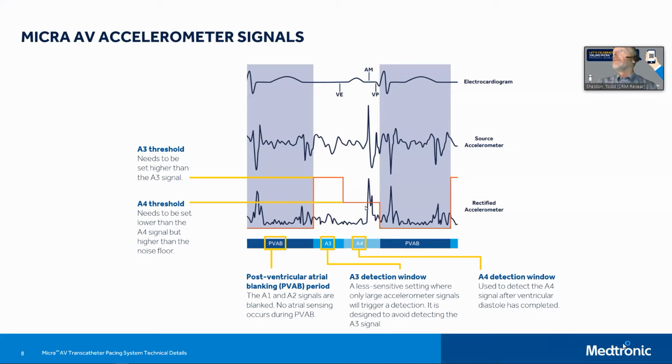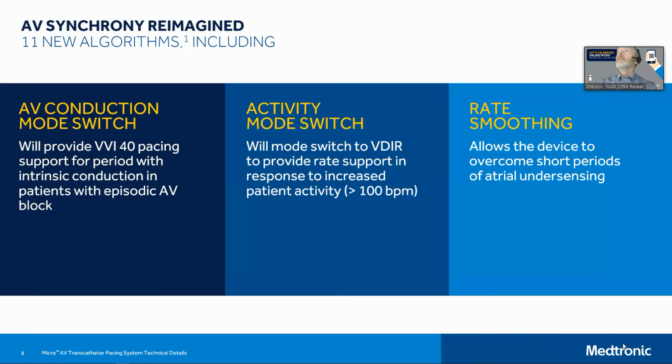And then later in diastole, we have this A4 threshold, and we can set that much more sensitive to just detect the A4 signal and just make sure it stays above the noise floor and detects signals later in diastole. So that's sort of the core accelerometer algorithms. We have some algorithms that automatically set those values.